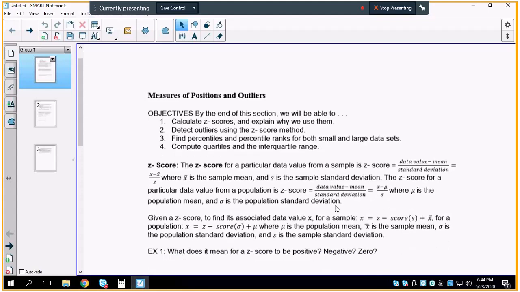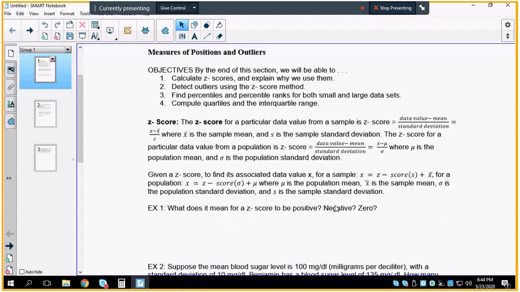In today's lecture, we're going to talk about measures of positions and outliers. The objectives are, by the end of this section, we will be able to calculate z-scores and explain why we use them, detect outliers using a z-score method, find percentiles and percentile ranks for both small and large data sets, compute quartiles and the interquartile range.